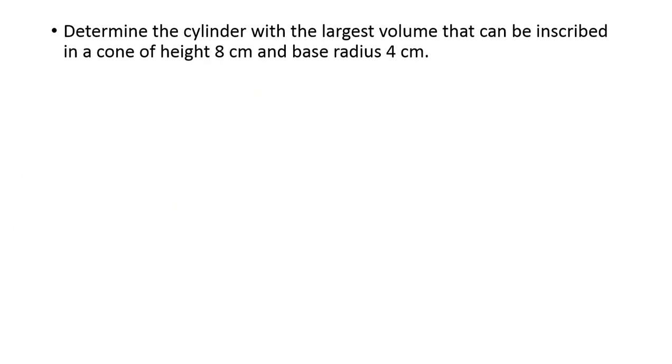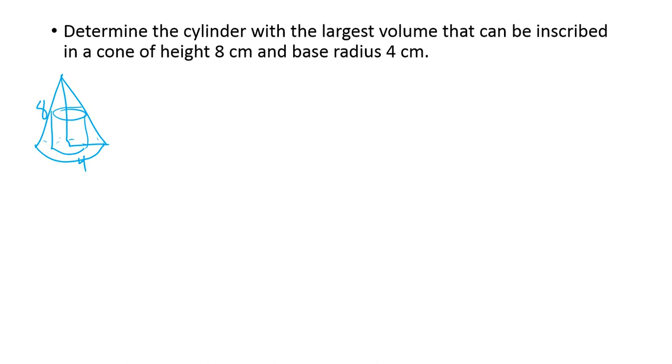Alright, the next one. We've got a cylinder that is inscribed in a cone. So basically the idea is that we have this cone, and inside of it we have a cylinder that fits inside. This is what it would kind of look like, a rough sketch. We know that the cone is 8 high and 4 across. What we have to find is the greatest volume of the cylinder that can fit into this cone.